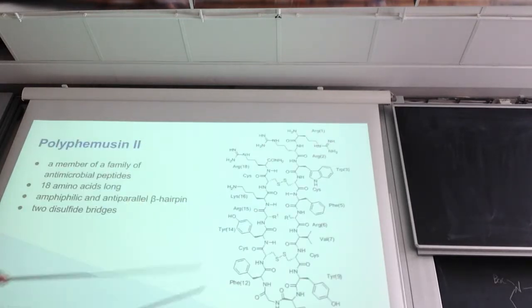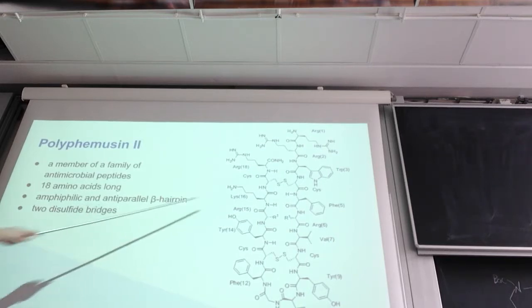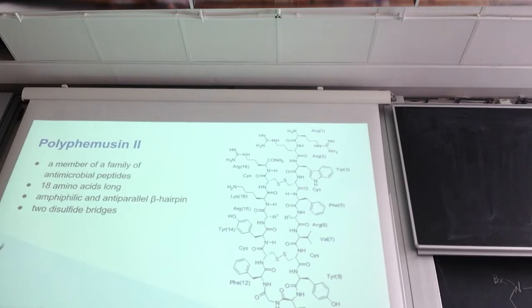This is the structure of polyphemusin 2. You can see that it is 18 amino acids long and is stabilized into an amphiphilic, antiparallel beta-hairpin by 2 disulfide bridges. And this polypeptide shows excellent activity against different gram-negative and gram-positive bacteria.